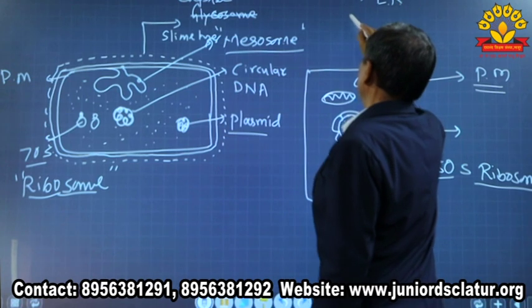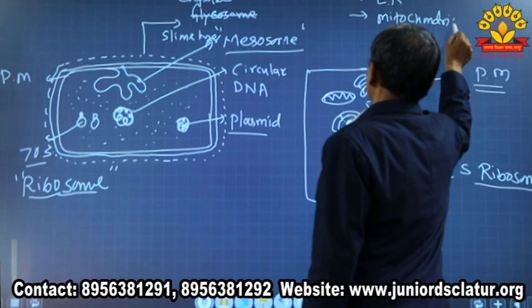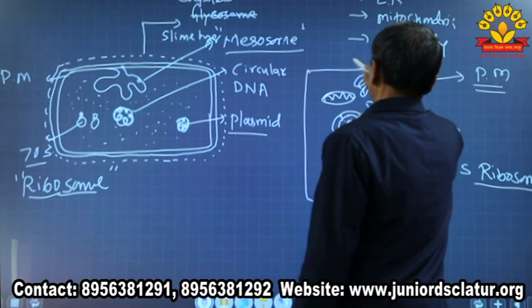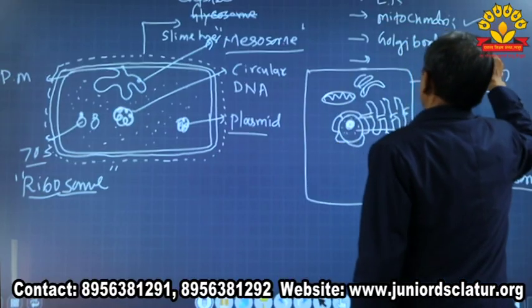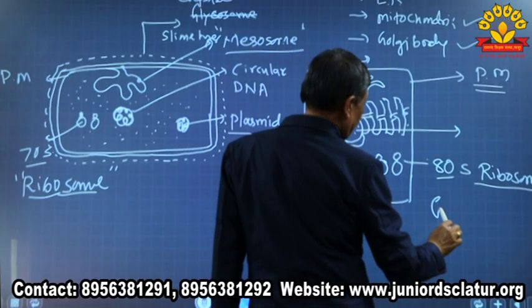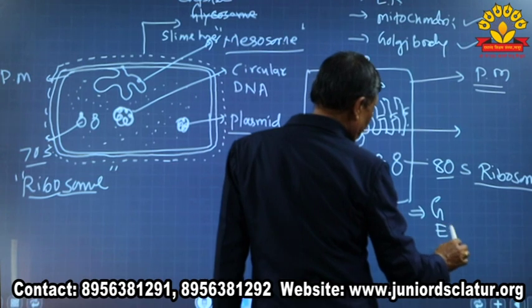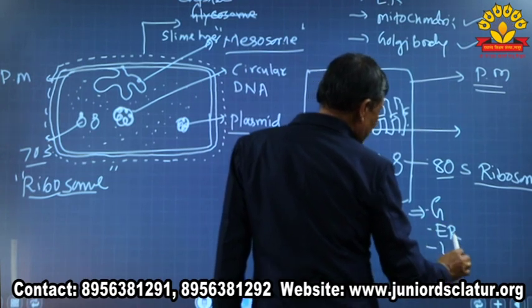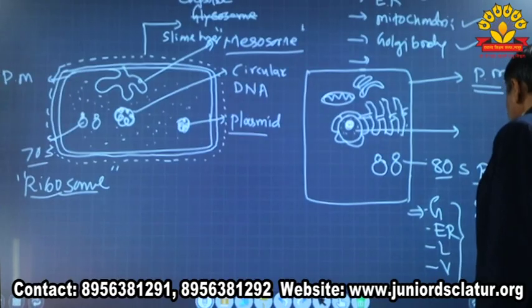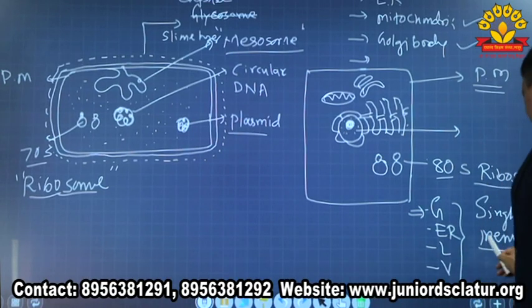endoplasmic reticulum, mitochondria, then Golgi body. Here inside the animal cell, endoplasmic reticulum, mitochondria and Golgi body are present. The single membrane bound cell organelles present in the animal cell can be remembered as GERL: Golgi body, endoplasmic reticulum, lysosome and vacuoles. These are single membrane bound cell organelles, and they form the endomembrane system.